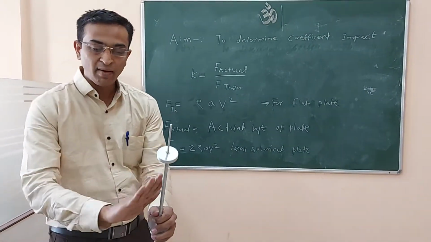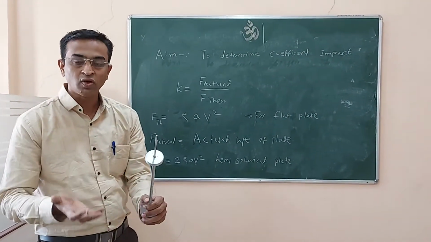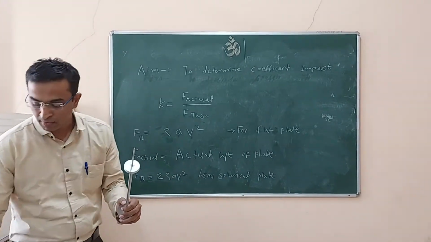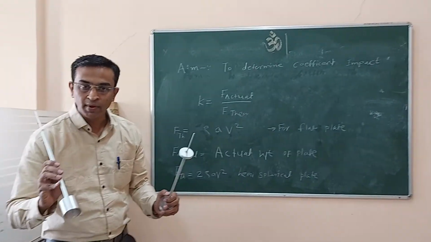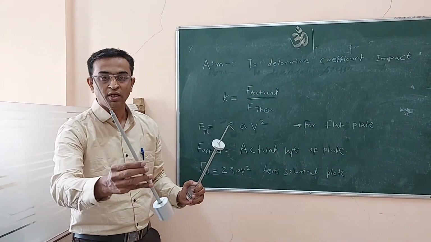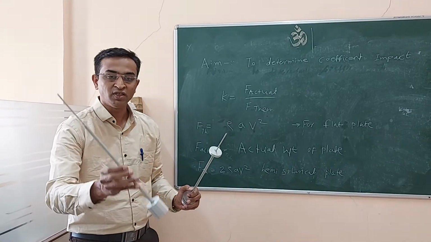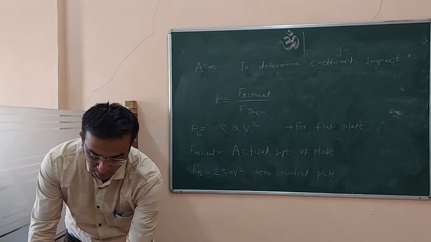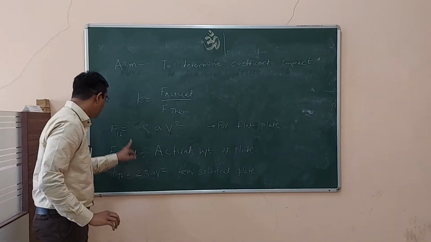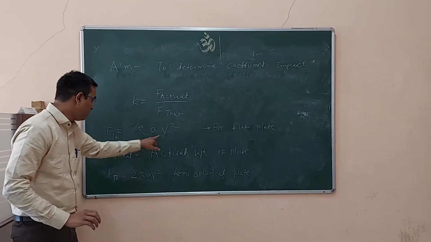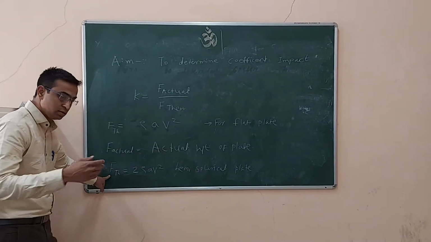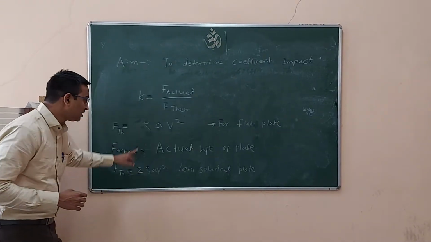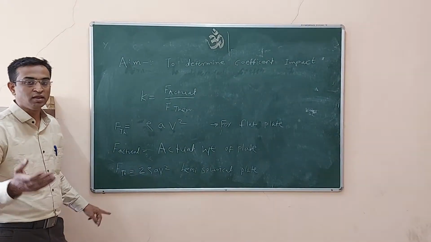Now we are going to find out the force of water striking on the flat plate. Then we are going to change the object to the hemispherical plate. This is the hemispherical plate. We will find out the force of water striking on the hemispherical plate also. We have two standard formulas for theoretical force: for the flat plate it is rho A V square, and for the hemispherical plate it is 2 rho A V square.